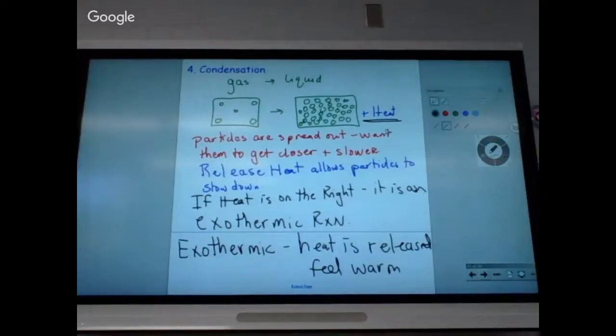You got to give it a minute to do its thing. Okay, so anytime you want the particles to slow down and get closer, the heat has to do what? Be released. And that will make it exothermic. So we want to use the same thought process to do freezing and melting. It's the same thought process to do those other two phase changes.